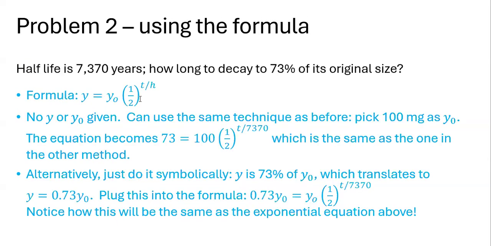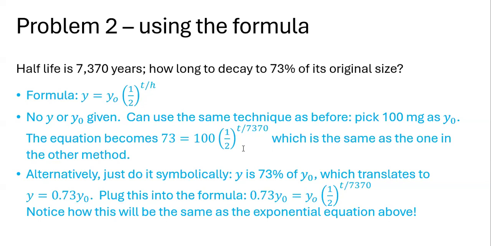So this is the general formula. We still have the issue that y and y0 are not given, so we can use the same technique as before. We just choose, for example, 100 milligrams as y0, and therefore y is 73% of that, which is 73. So exact same formula as before, right? We can follow the exact same algebra to solve for t.